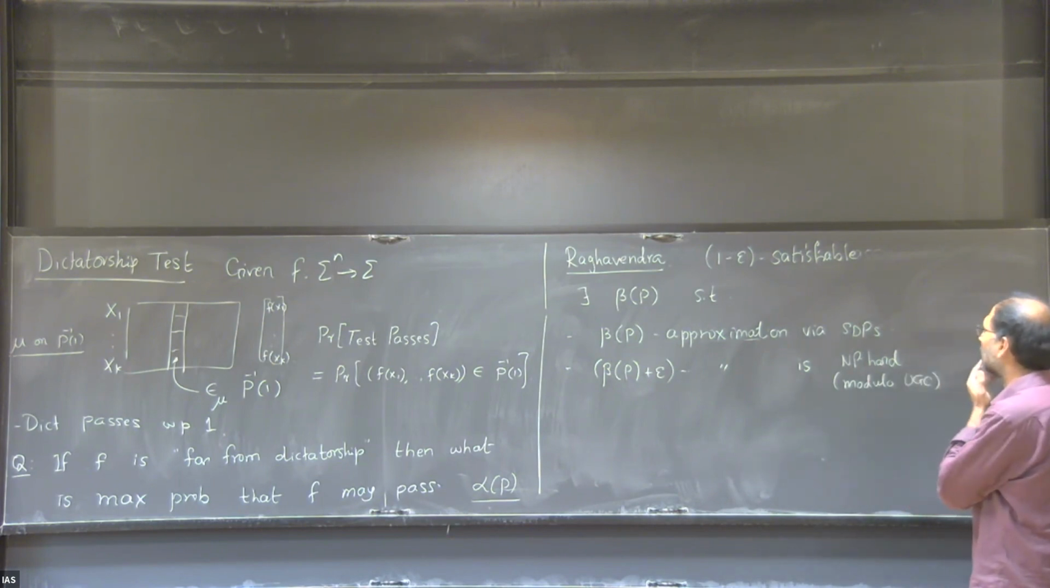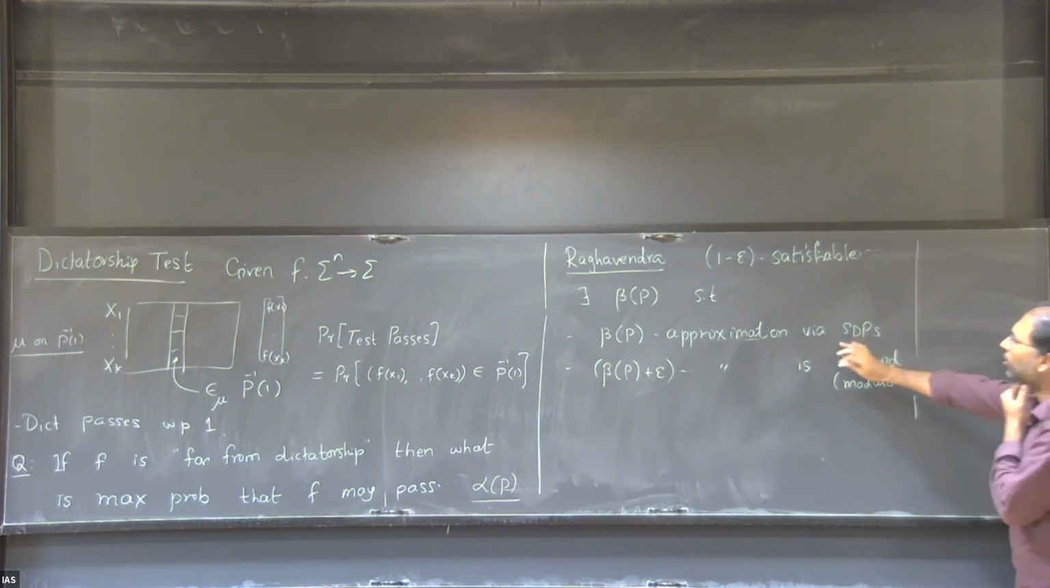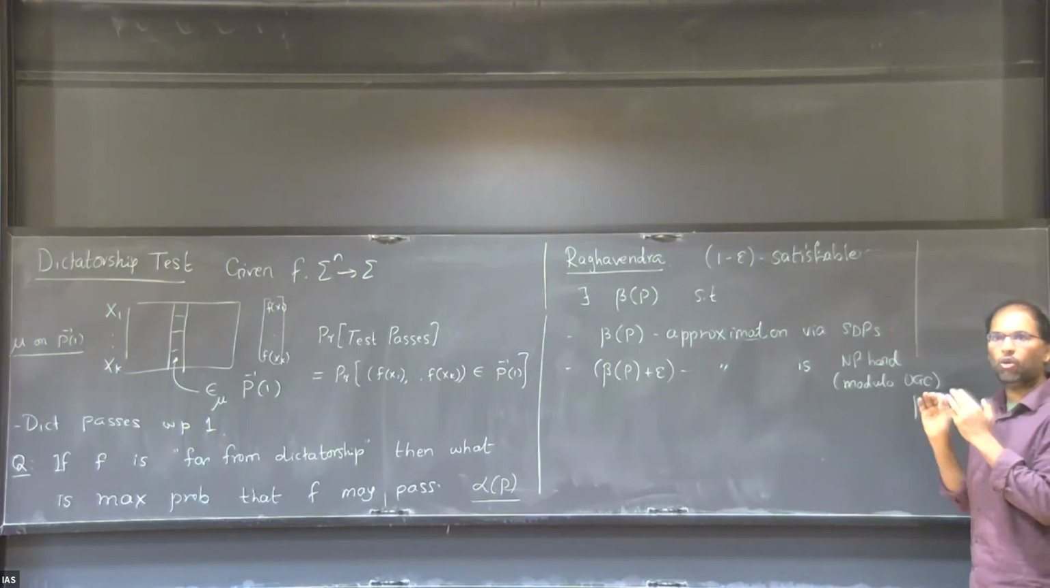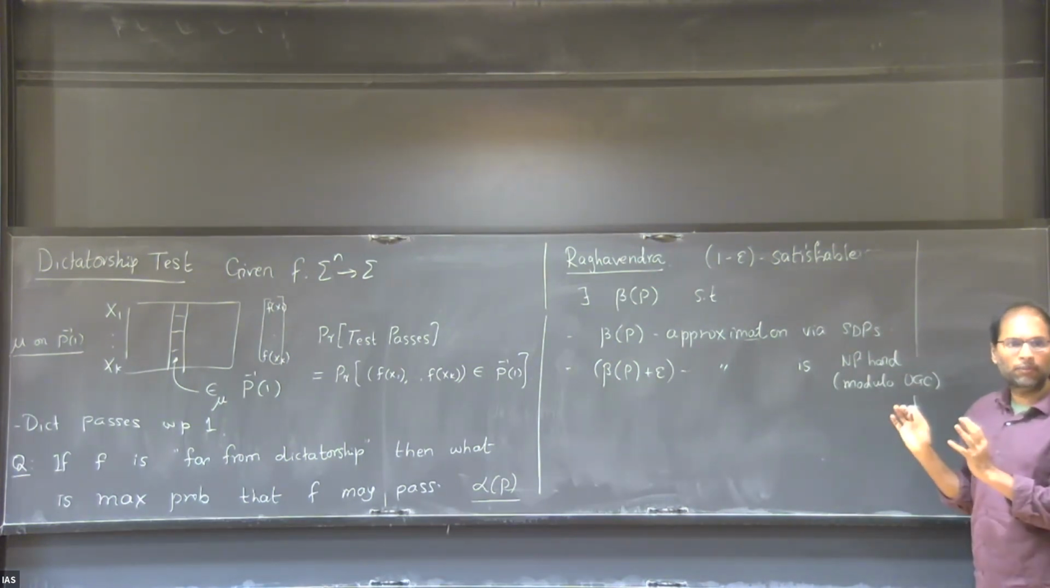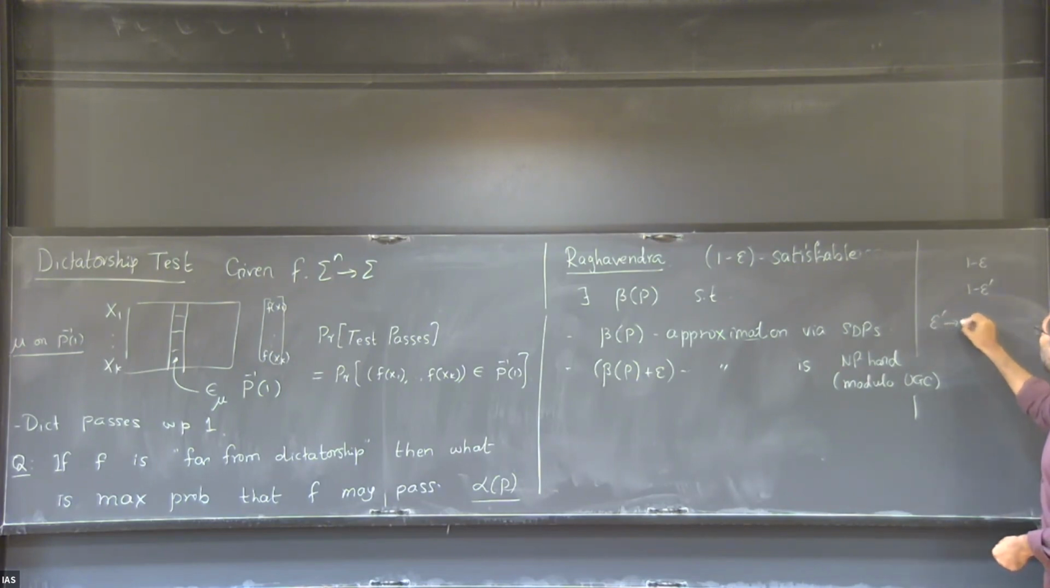So that's Raghavendra's result. Actually, there is an even subtler point here, that this is not strictly true. There are some CSPs which are what are called robustly satisfiable, meaning that on 1 minus epsilon satisfiable instances, algorithmically you can find a 1 minus epsilon prime satisfying assignment, where epsilon prime tends to 0 as epsilon tends to 0. In particular, this is what happens for max cut. On 1 minus epsilon satisfiable instances, you can find a 1 minus square root epsilon satisfying assignment.